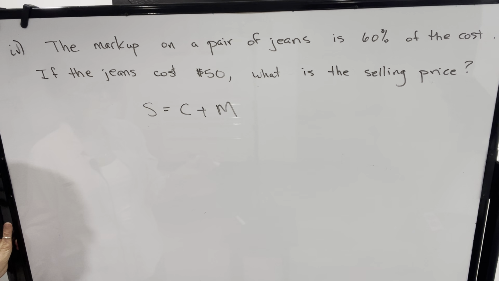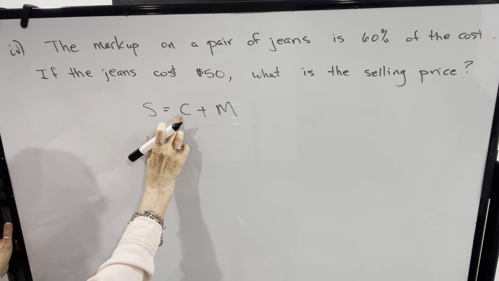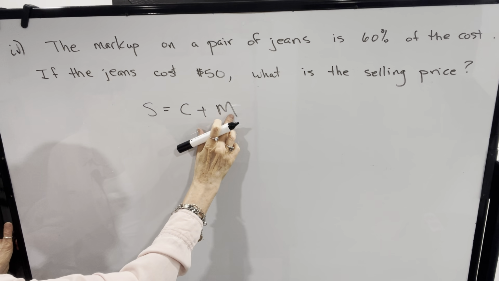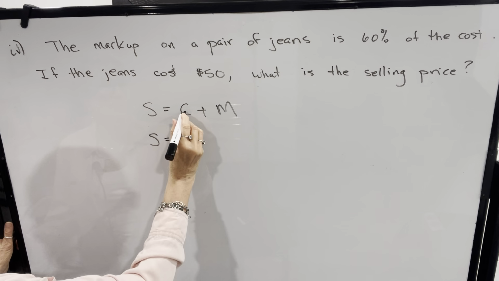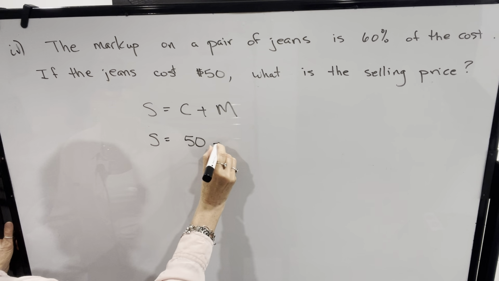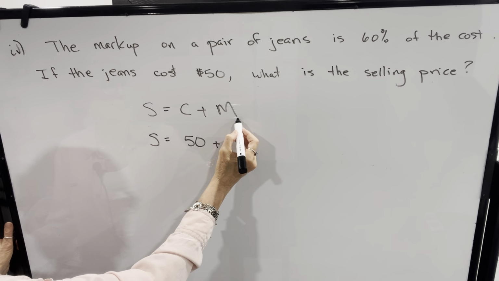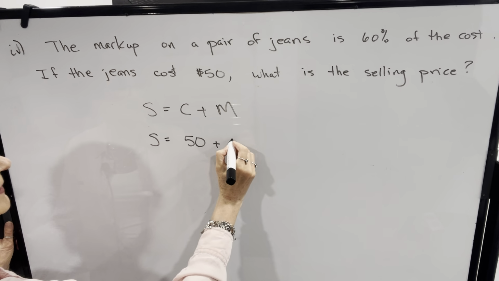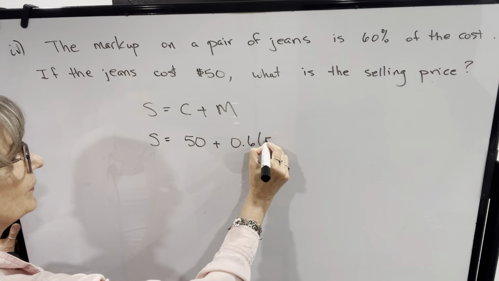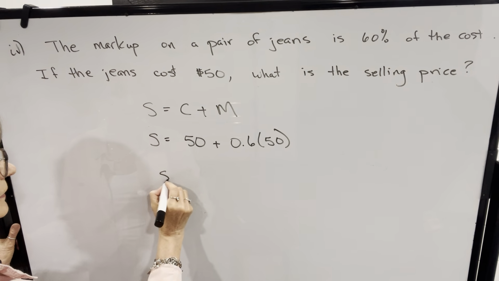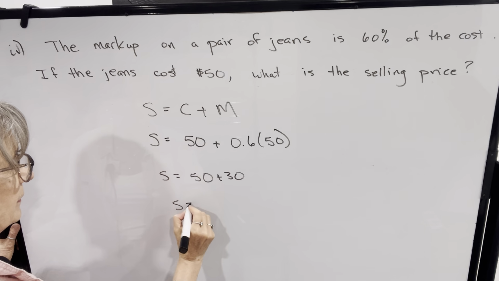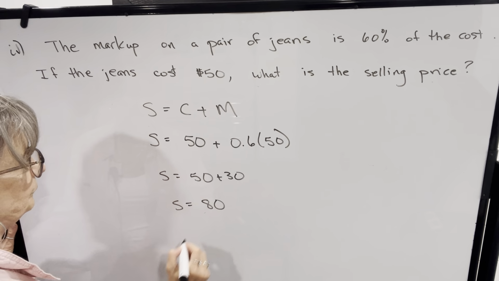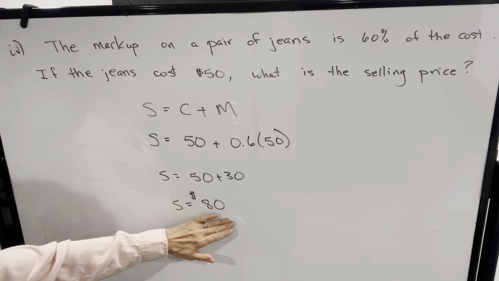So in order to solve this, you can think of it in terms of this formula. The selling price will equal the cost plus the amount of markup. So selling price is what we're finding. Cost is $50. The amount of markup will be 60% of the cost, so 60% of the cost. So we would get a selling price of $80.